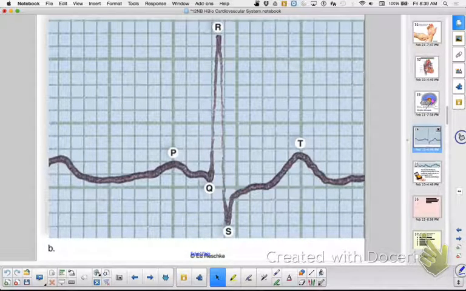The R is the electrophoric center. Okay, so the P is when the atria contracts. The Q are when the ventricles contract and the atria contracts. And then the T is when the ventricles contract. Got it.